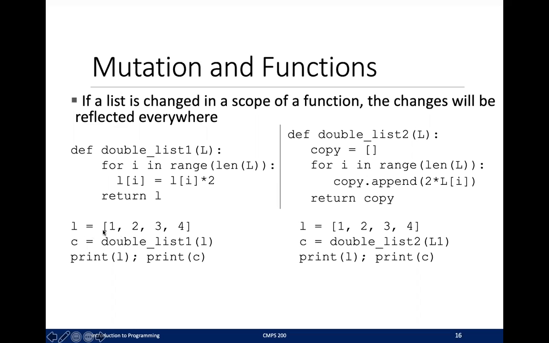L is equal to 1, 2, 3, 4. C is equal to double list of L. Print L, print C. Adam is saying C is going to be 2, 4, 6, 8. Correct, right? Because I take this list L, update it here by multiplying every element by 2, and then I return L. So C is going to be 2, 4, 6, 8. What about L?